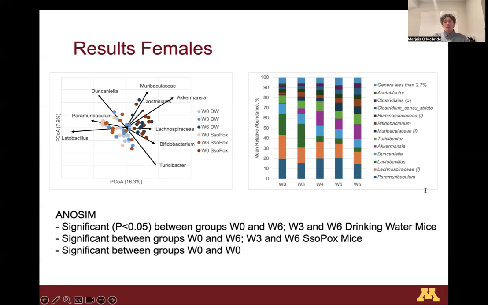Looking at the stacked bar chart on the right side, there are some similar trends to the male group. For females, it appears Lactobacillus changes with the DSS treatment after week 3, and also Akkermansia seems to increase in the females like it did in the male group. Lactobacillus decreases after week 3.